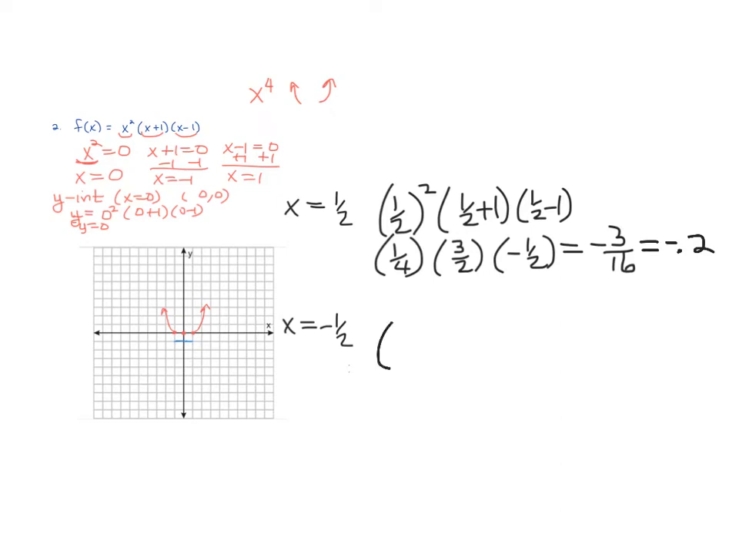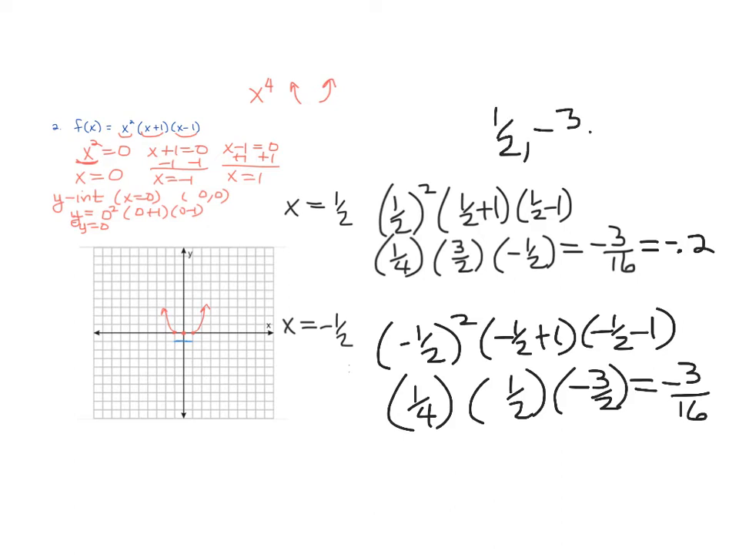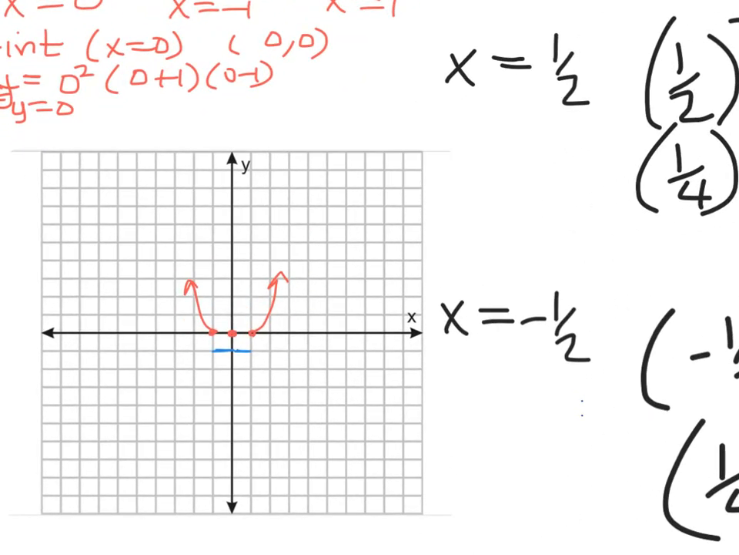Same thing here. I'm going to plug in -1/2. I'm going to square it. -1/2 plus 1, -1/2 minus 1. This gives me +1/4, +1/2, -3/2. Again, it's giving me -3/16. So the 2 additional ordered pairs are 1/2, -3/16, and -1/2, -3/16. So this is just dipping below the x-axis.